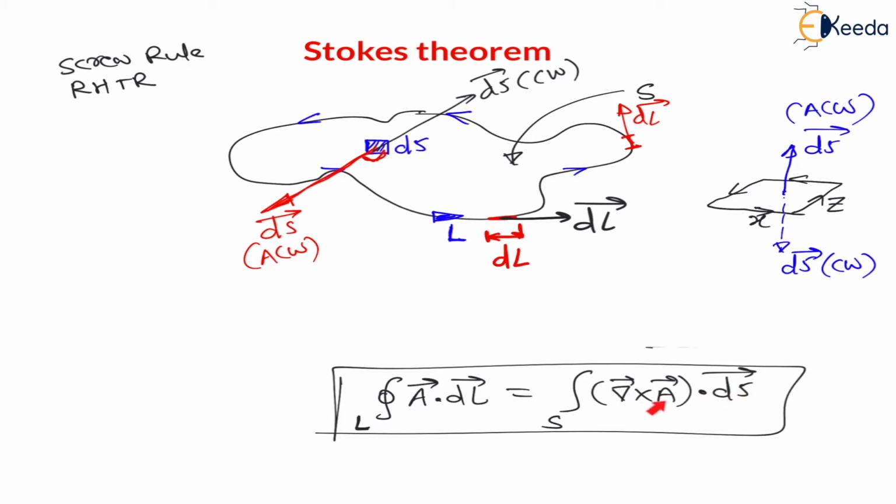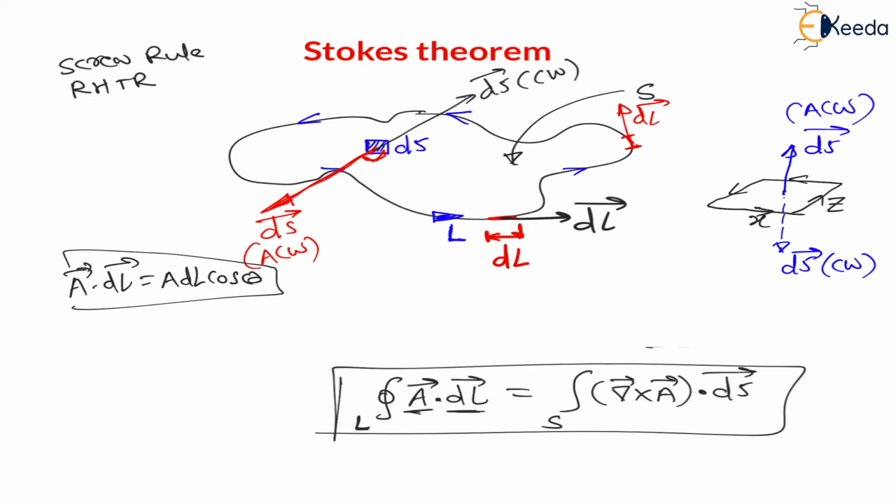Del cross A is curl, which is also a vector quantity. Vector dot vector is a scalar; the dot product is always a scalar, and we know how to write this scalar: A dot dl is written as A dl cos theta, right? This is how it is written, and A is any random vector field.